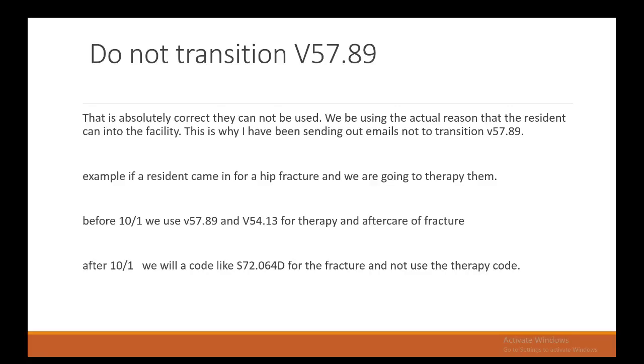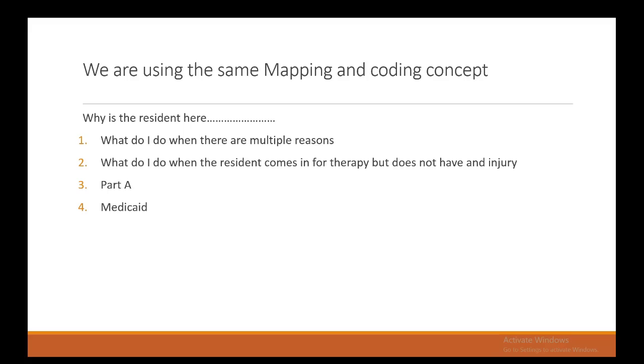Now, after October 1st, we will no longer be using those V codes. We will be using those S codes like S72.064D for the fracture, and we will not use that therapy code at all, you all. So don't append it at all. We are using the same mapping and coding concept. Why is the resident here?